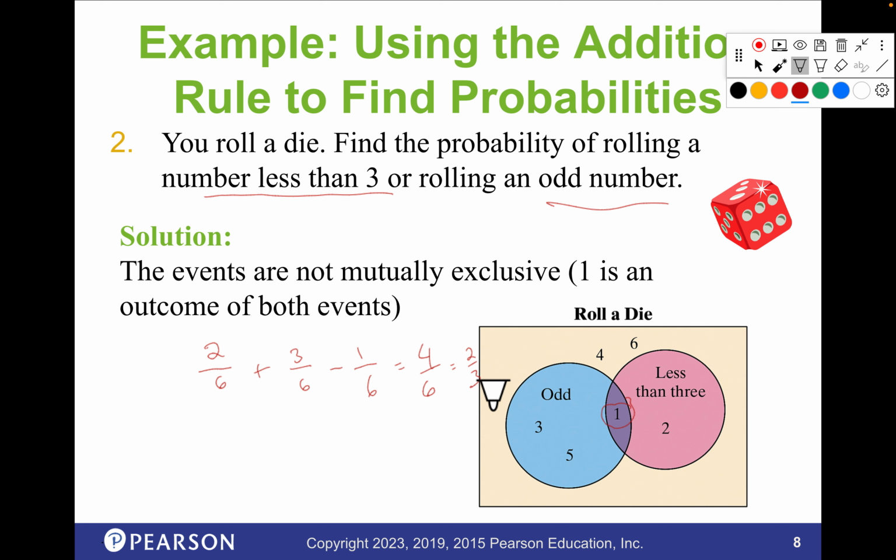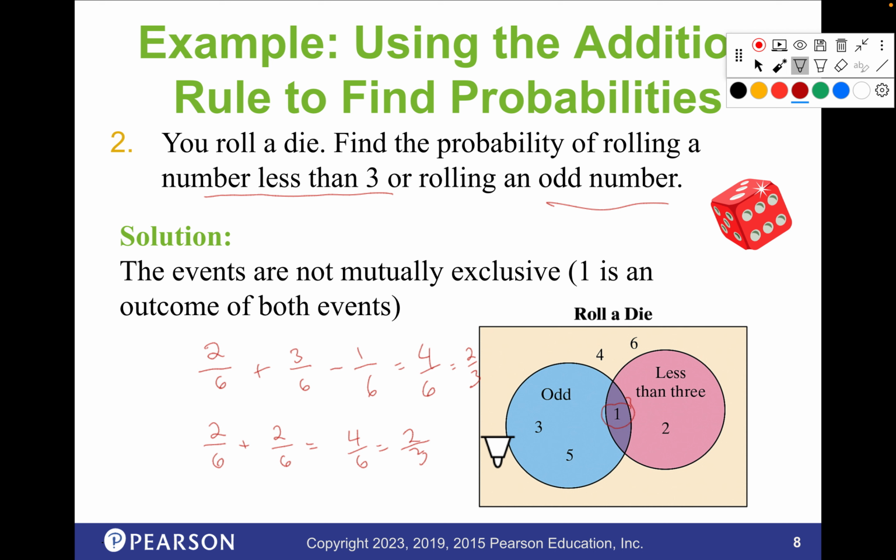Now, there's another way to do this, though, and this is just count carefully, right? I could have said, well, less than 3, there's 2 out of 6 possibility. And then when I go to count the other one, I can say the odds, well, that's 3. Oh, but I've already counted this, so I'm only going to count the new parts, which is 2 out of 6, another 2 out of 6. Okay, which is 4 out of 6, which reduces to 2/3. Notice I get a correct answer in both cases.